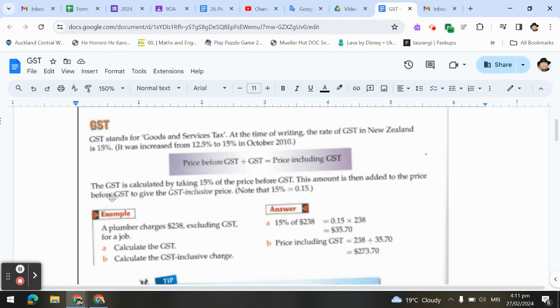Now, the GST is calculated by taking 15% of the price before GST. This amount is then added to the price before GST to give the GST inclusive price. And please remember that 15% as a decimal is equal to 0.15.